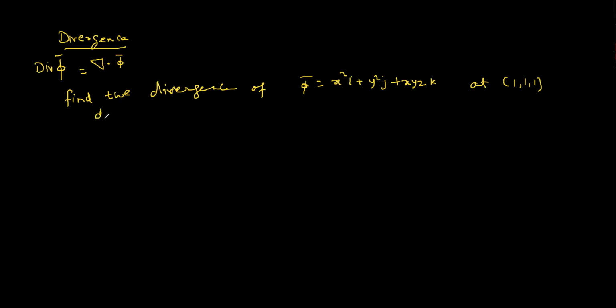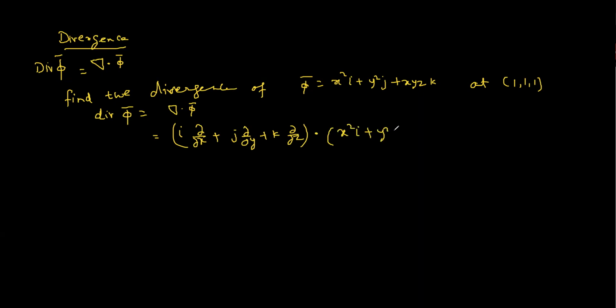So divergence of vector phi means dot product with del operator. And you know what the del operator is: i dou by dou x, j dou by dou y, k dou by dou z, dot product with vector phi, which is x square i, y square j, xyz k. And you know how to find dot product, right? i is multiplied with i term, j with j term, all corresponding elements are multiplied.